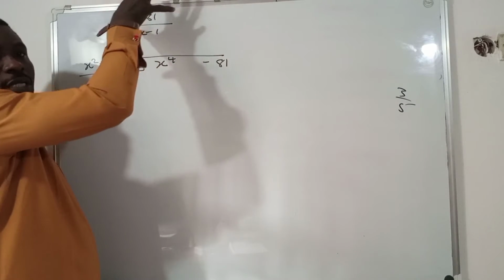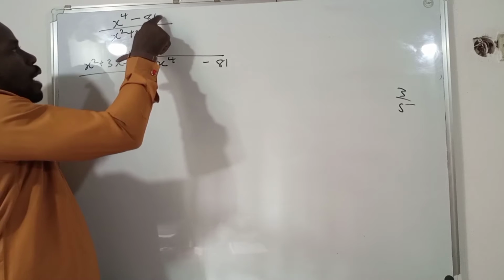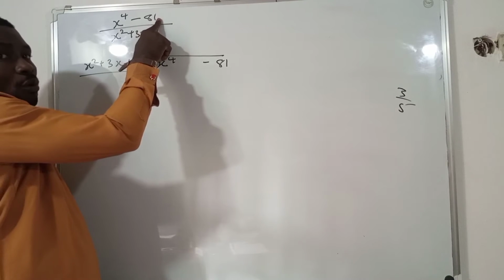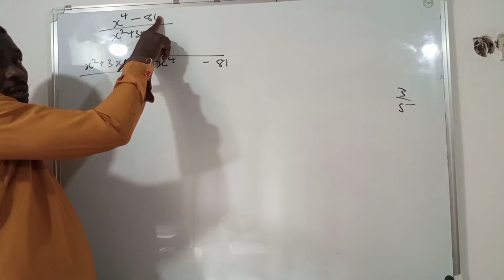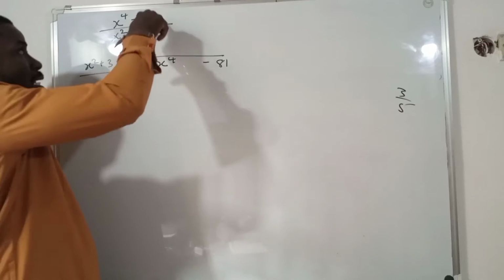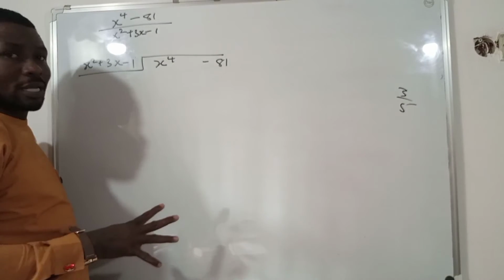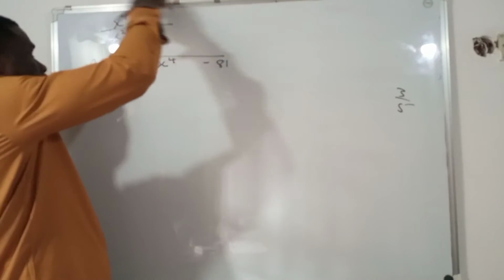Of course, the dividend has only 2 terms, this and this. Why does this one have x raised to the power 0? Because there is no x here. It tells you that x here is raised to the power 0, because if x is raised to the power 0, that becomes 1. 1 times minus 81, it remains minus 81. It doesn't change from what was given. Therefore, the degree of this is 4.